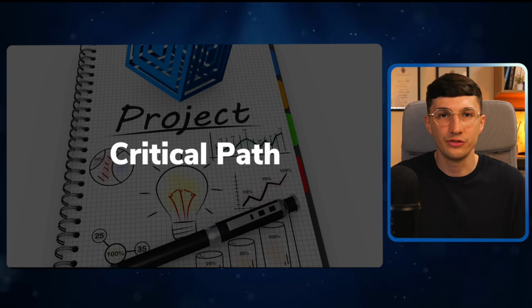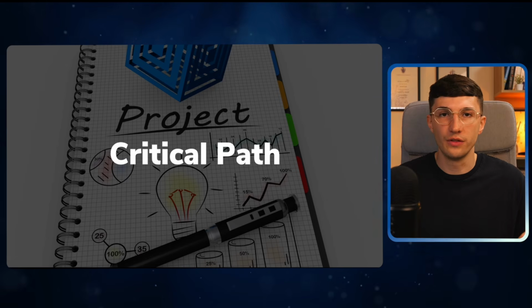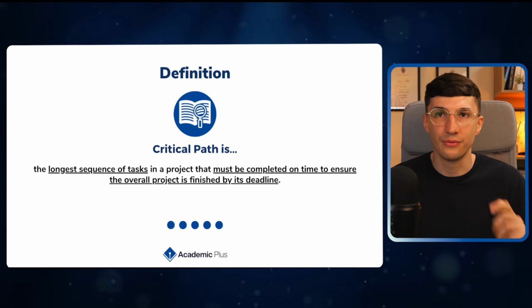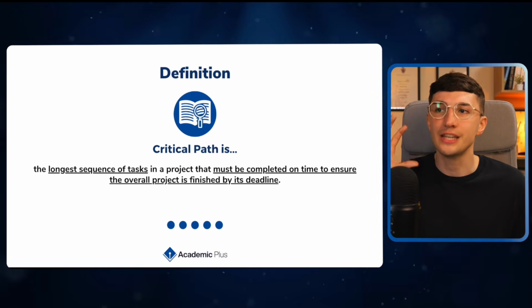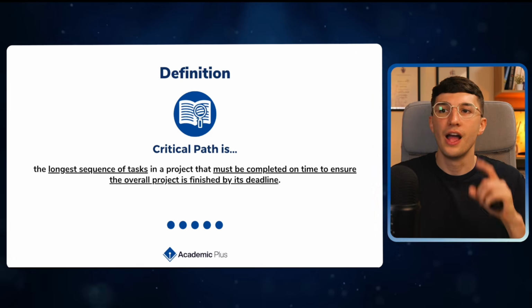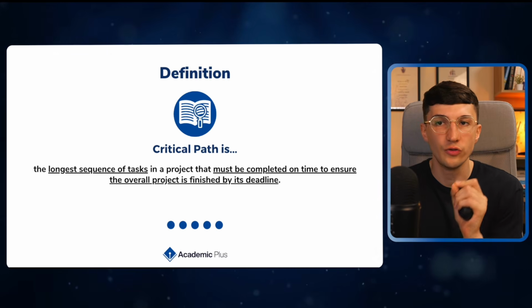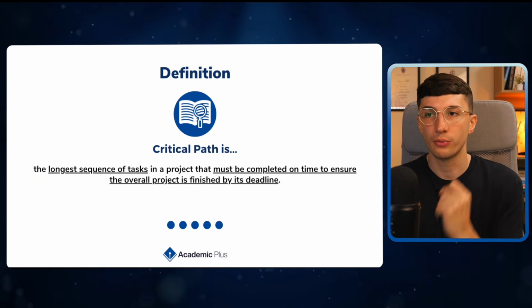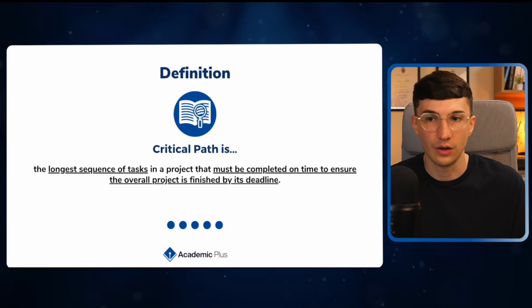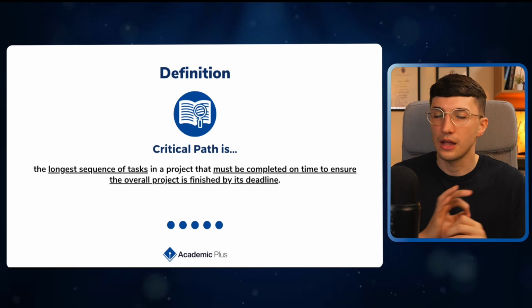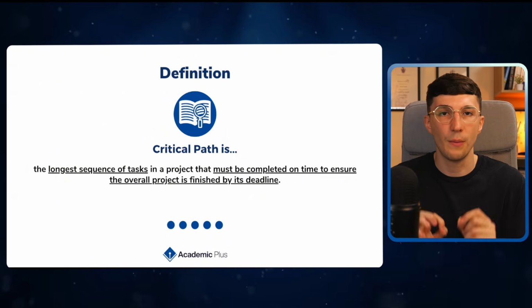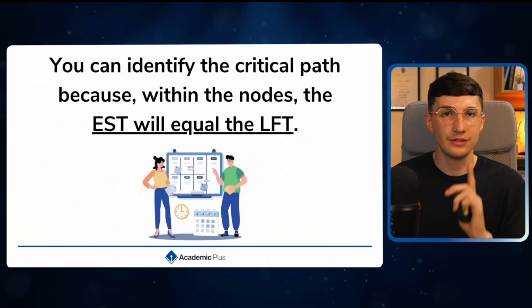And now I want to introduce you to the main concept of all of this, which is the critical path. Now, the critical path is the longest sequence of tasks in a project that must be completed on time to ensure the overall project is finished by its deadline date. So any task that is on the critical path has 0 float time. It cannot be delayed. Now, spotting this is quite easy.